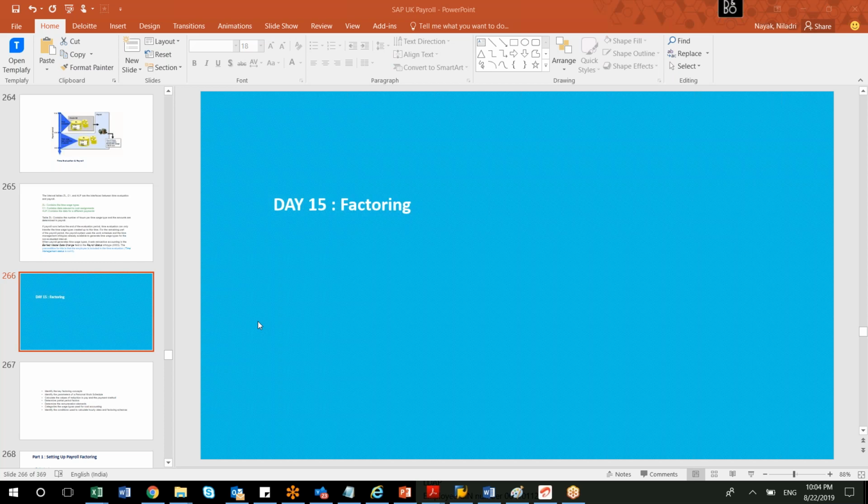We are planning another three sessions. This is day 15: factoring, cumulation, and retroactive, three to four sessions. After that, I'll be completing those 12 different scenarios, which may take another 2 to 3 sessions. Then we'll be completing this entire training. Whatever doubts you have, you can ping me on WhatsApp anytime. I will be more than happy to solve those.